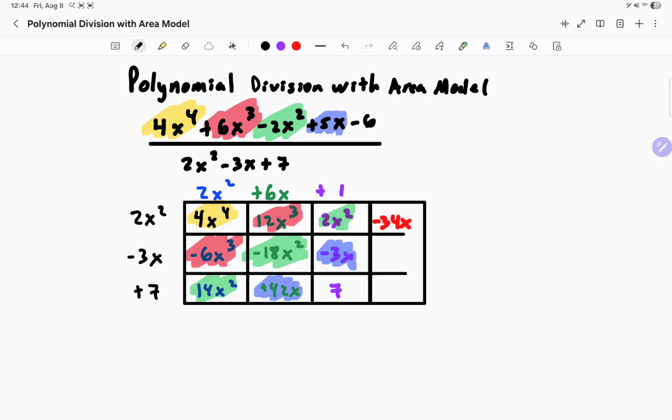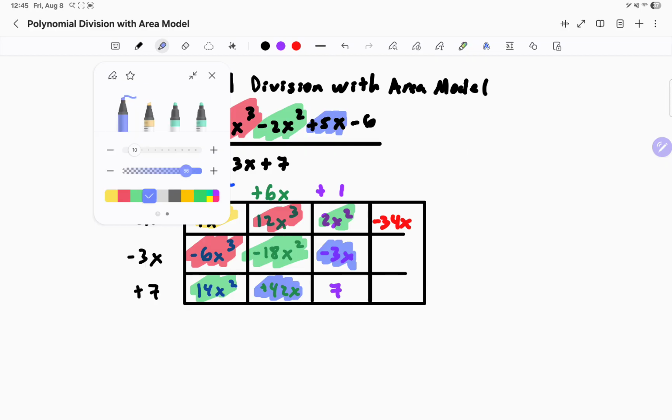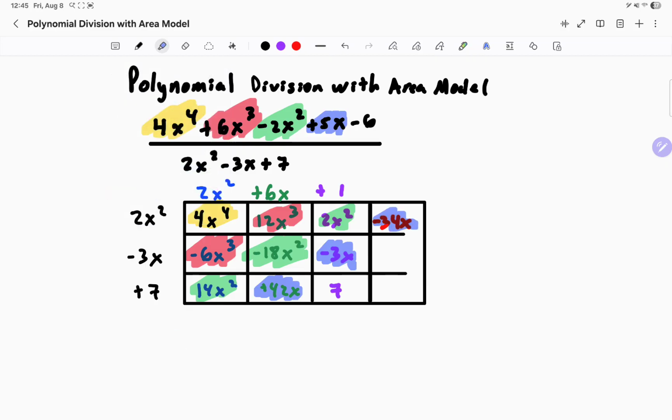So now let's move on to the last term, which will be this negative 6. So we already have a 7. 7 plus what gives you negative 6? Turns out negative 13. Okay. This last column will be known as our remainder column.